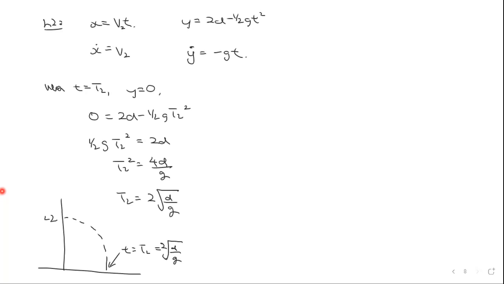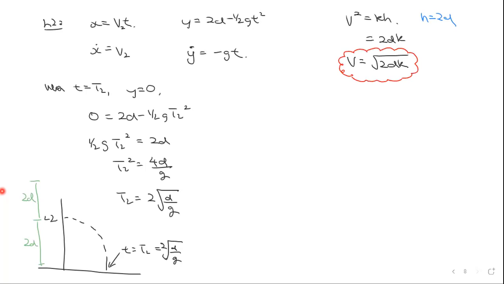At that point, we need to use our relationship, v squared equals kh. In the case of leak 2, it's got 2d below it, and therefore 2d above it. So h must equal 2d, so v squared equals 2dk. So v must equal the square root of 2dk, that is v2 in particular.